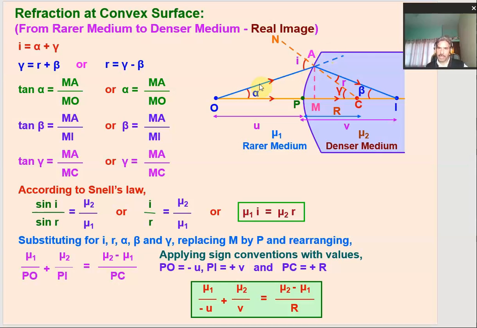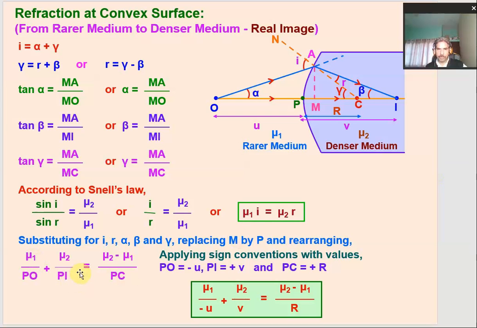So by keeping the notation of all these terms the same, the object O, image I, center of curvature C, this point where the light ray is incident as M, this is A, this is M, and these angles: alpha, the angle made by the incident ray with the principal axis, beta, the angle made by the refracted ray with the principal axis, and gamma, the angle made by the normal at point A. So if we keep these notations the same, we can get the formula easily.